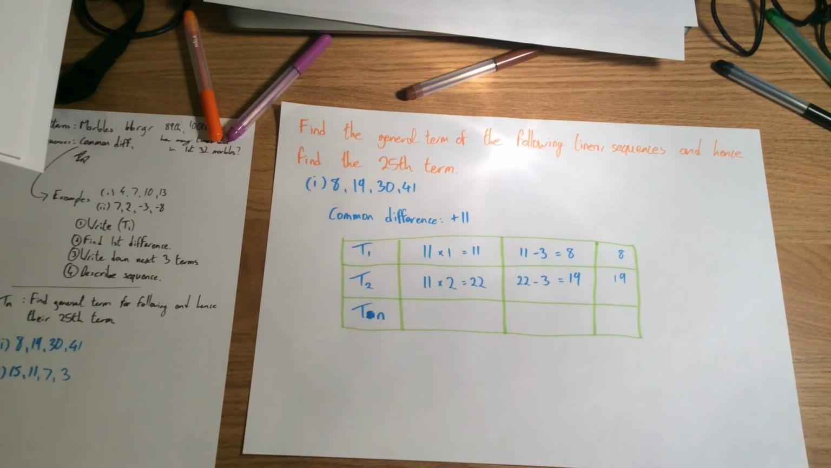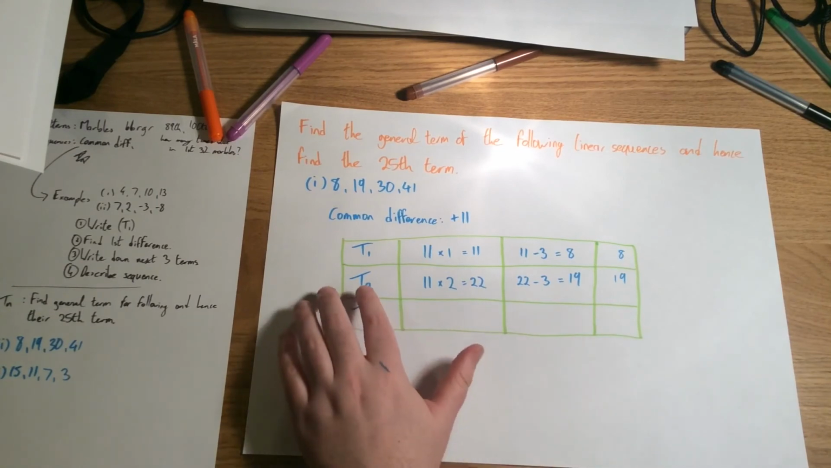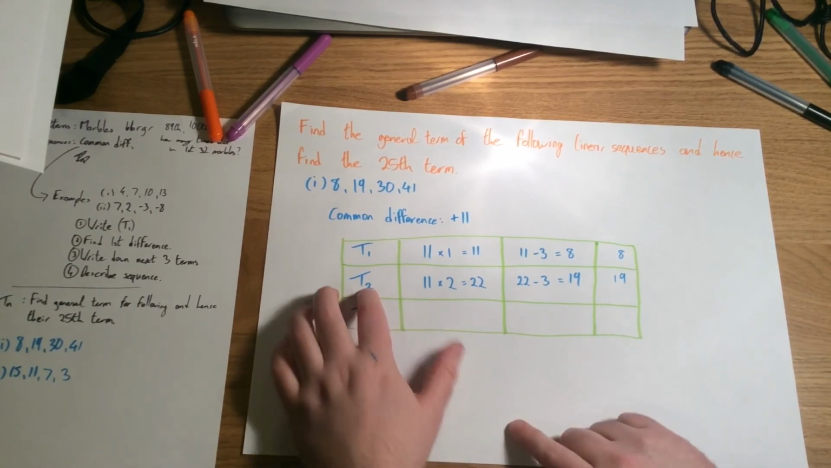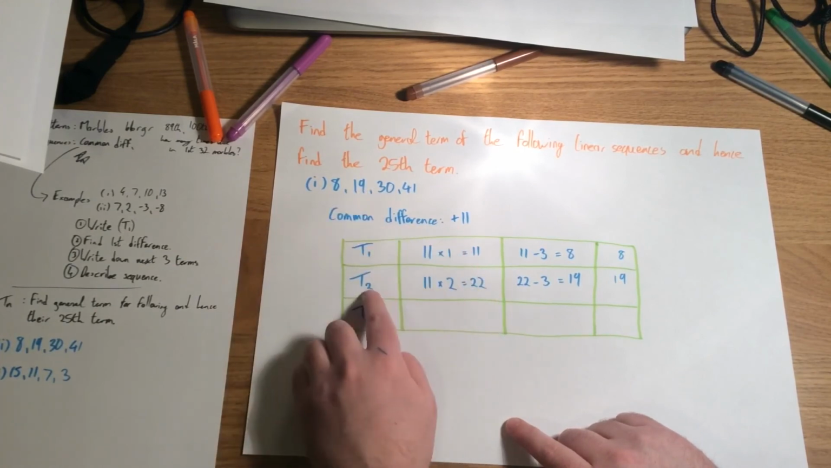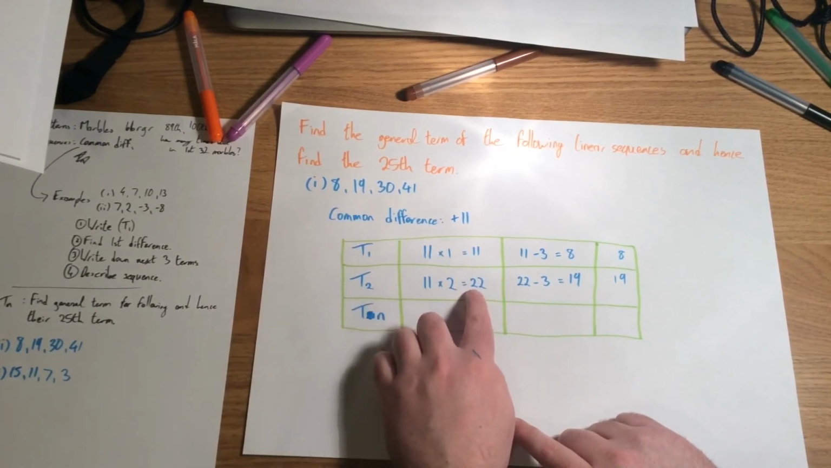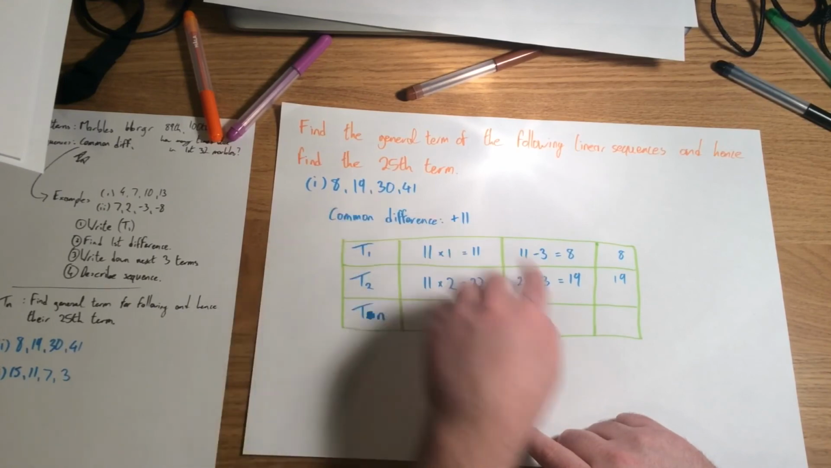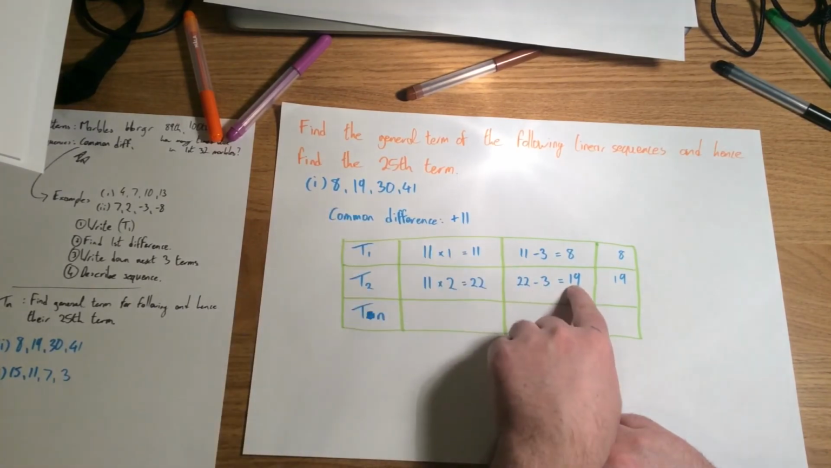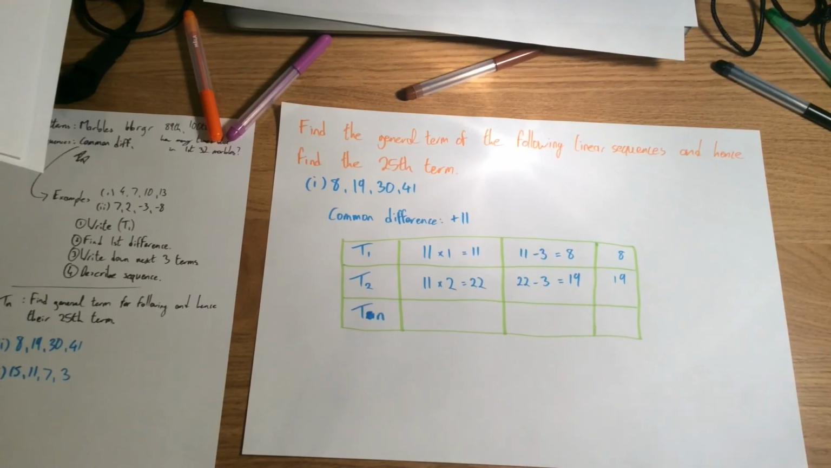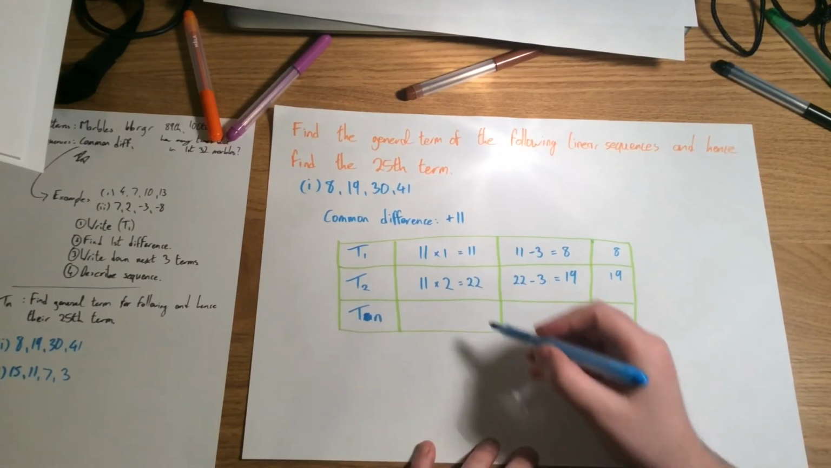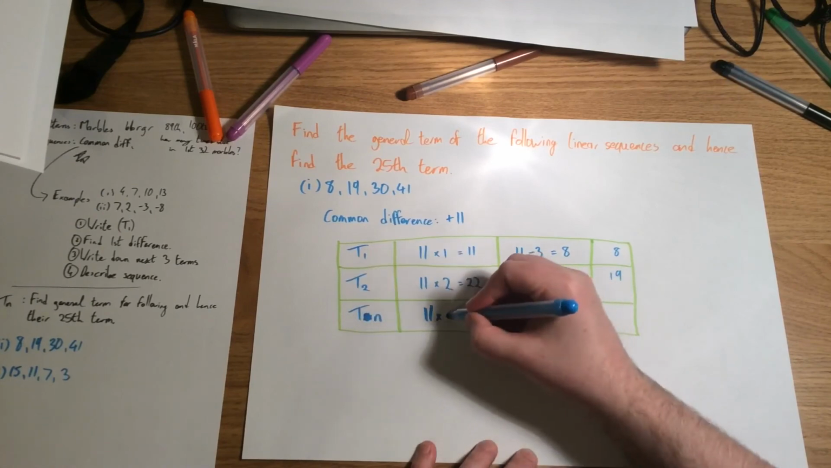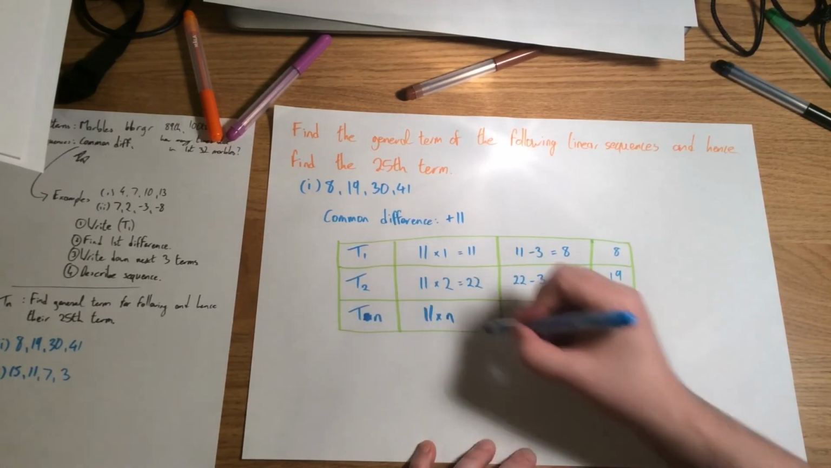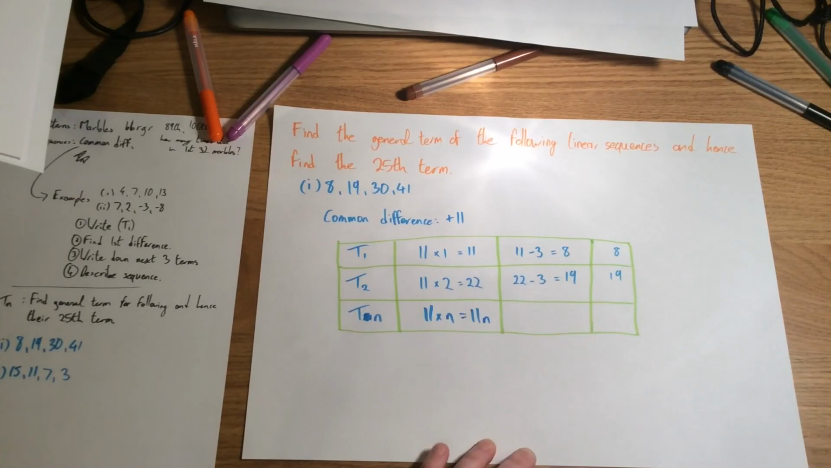Now that might seem a little bit convoluted, but this will make sense in a second. So let's have a look at the second term. The second term is 19. So if I take the common difference, which is 11, multiply it by 2, the second term gives me 22. How do I get back to 19? I take away 3. Gives me 19, and there's my second term. So what am I doing for T of n? So it's 11 multiplied by, this time I don't have a number, I just have the letter n. So it's 11 multiplied by n, which is just equal to 11n.